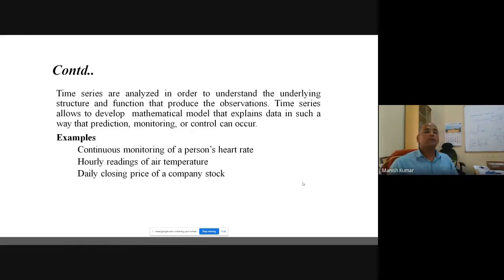Obviously, a time series could be analyzed by understanding the structure and function that produce the observations. Certainly, we can develop a mathematical model which can explain, or tell you the steps for prediction, monitoring, and control which may occur in the time series data. Examples are continuous monitoring of a person's heart rate, hourly readings of air temperature, or the daily closing price of a company's stock, which is always a very important time series data for us.